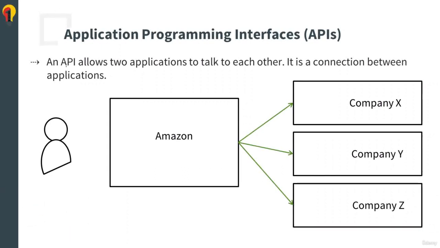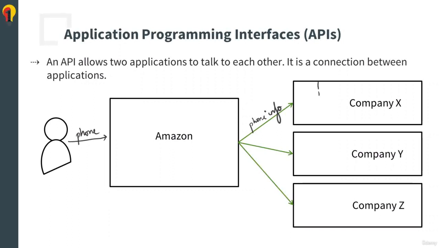So now I have to check the details and availability of the product with company X. So my website will need access to its data. But wait, if company X gives full data access to Amazon, isn't it compromising with its security? Because Amazon will have the access to all the personal data of the company as well.